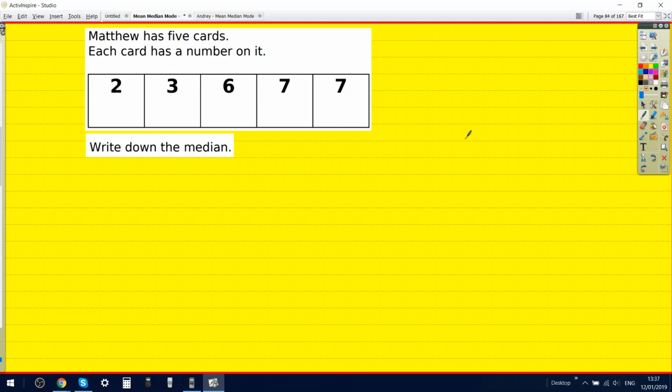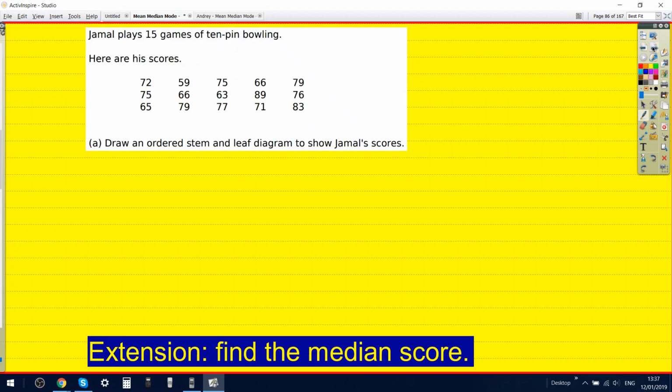Okay, median. What's that? Is that the most? No, that's mode. I can't remember. Median sounds like medium, small, middle, large. It's the number in the middle. Yeah. So would that be 6? Yep. Okay, how do you make a stem and leaf diagram?